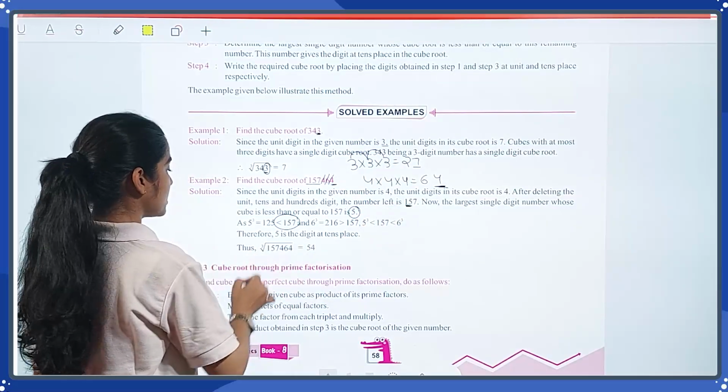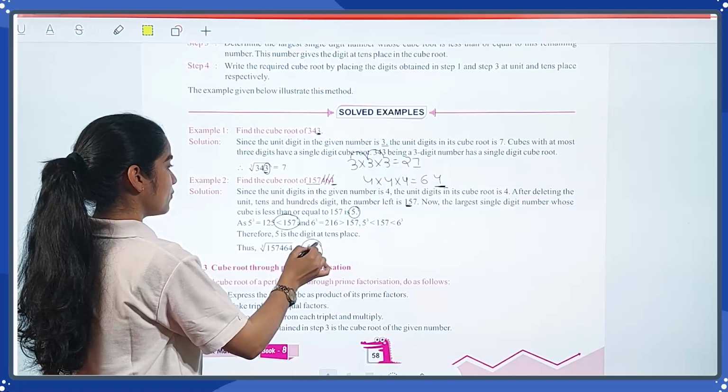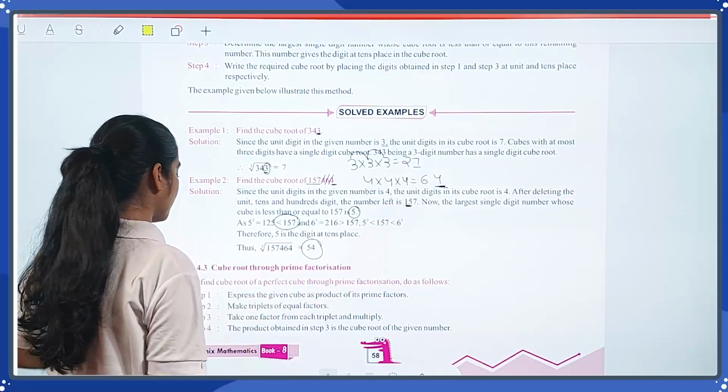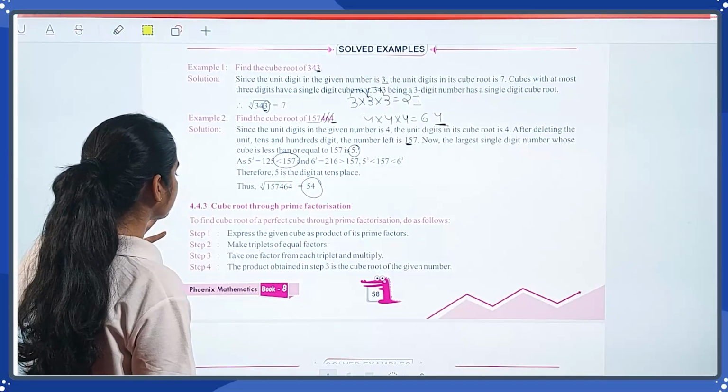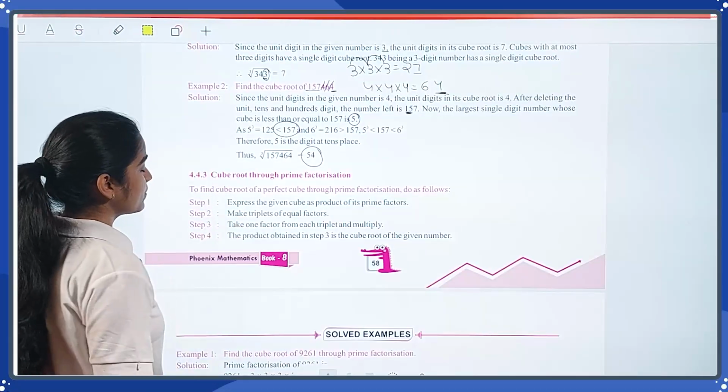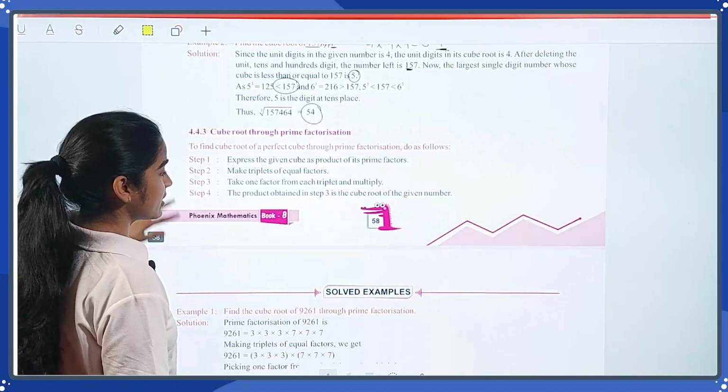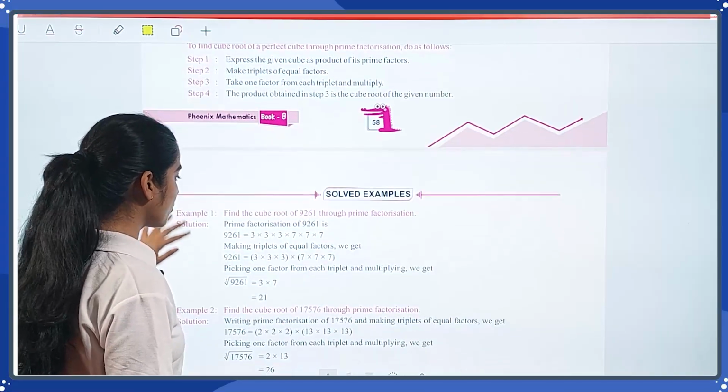Okay, so this is the cube root of 54, the unit place in the number 54. Cube root through prime factorization: to find the cube root of a perfect cube through prime factorization, do as follows. We already told you how you have to solve it.